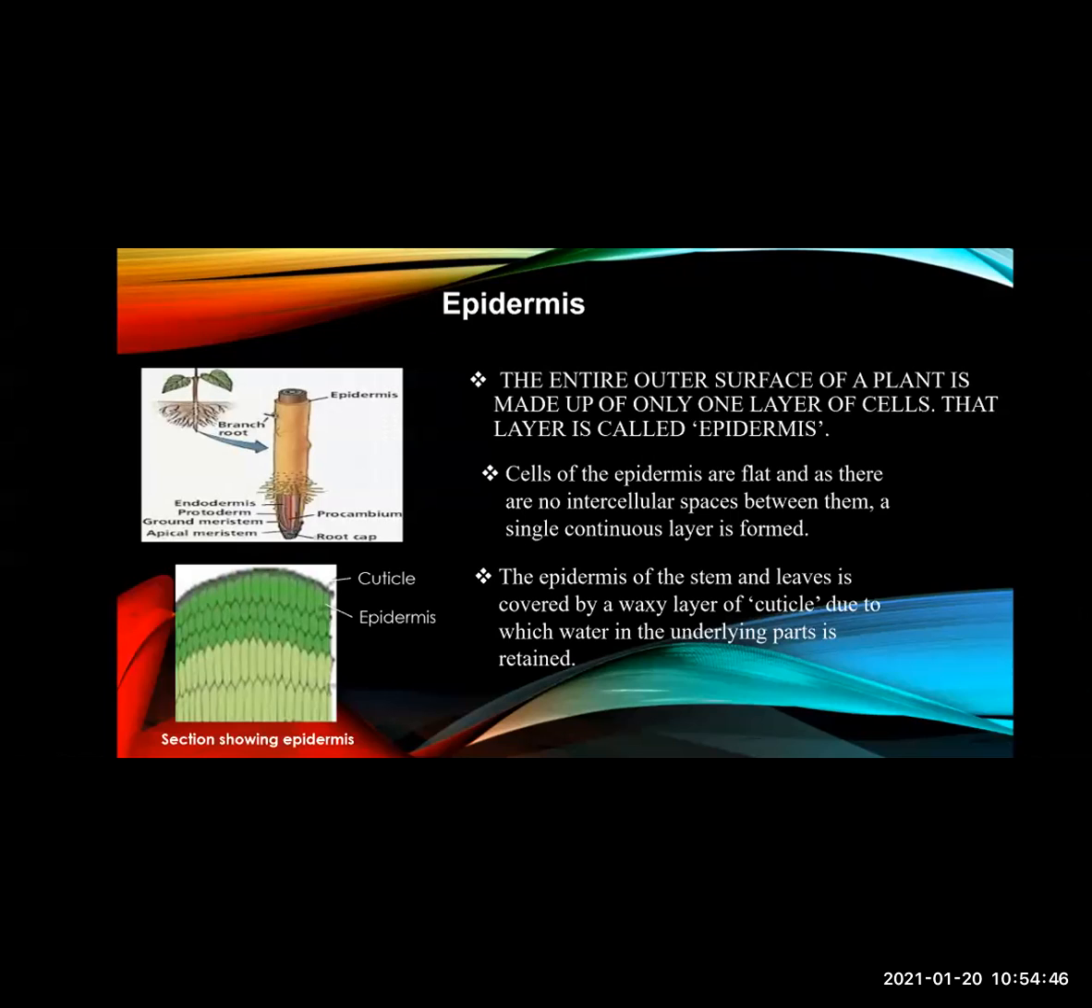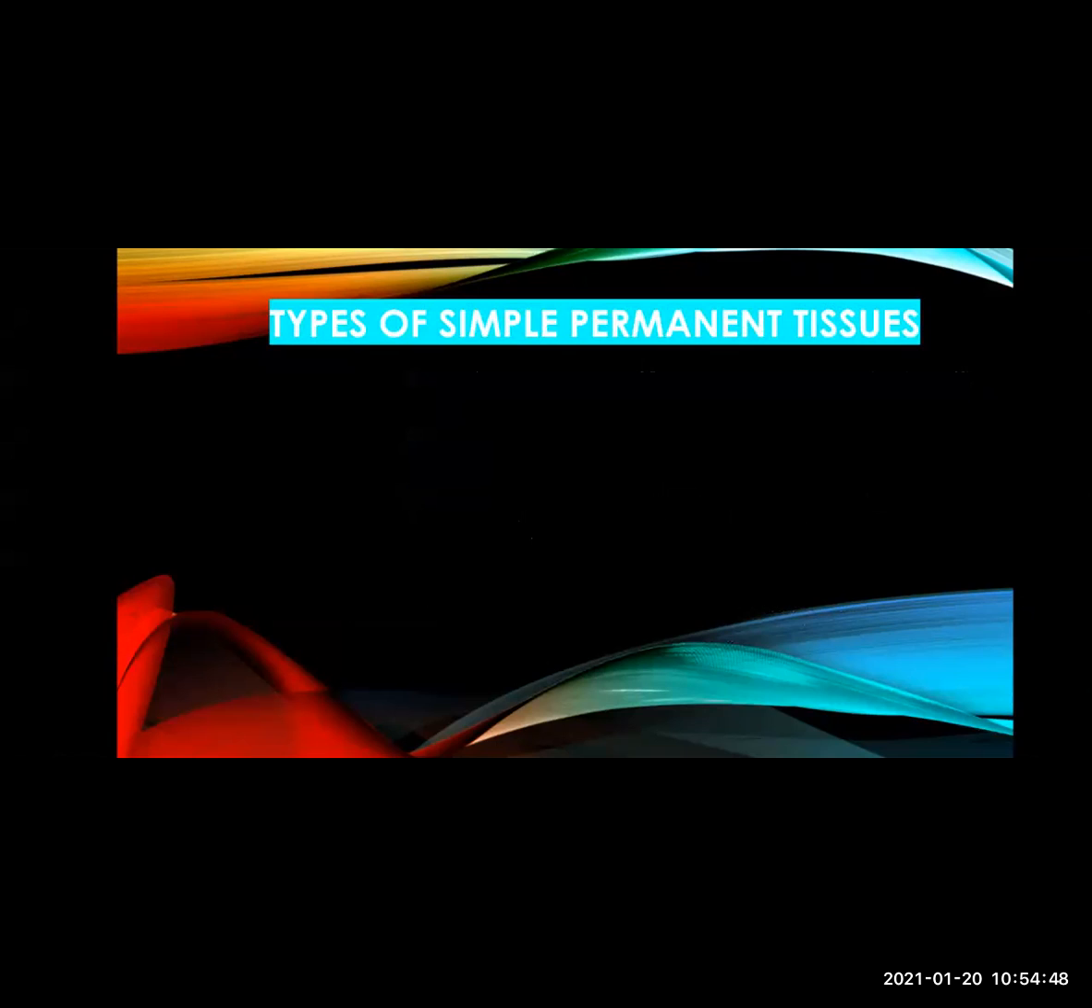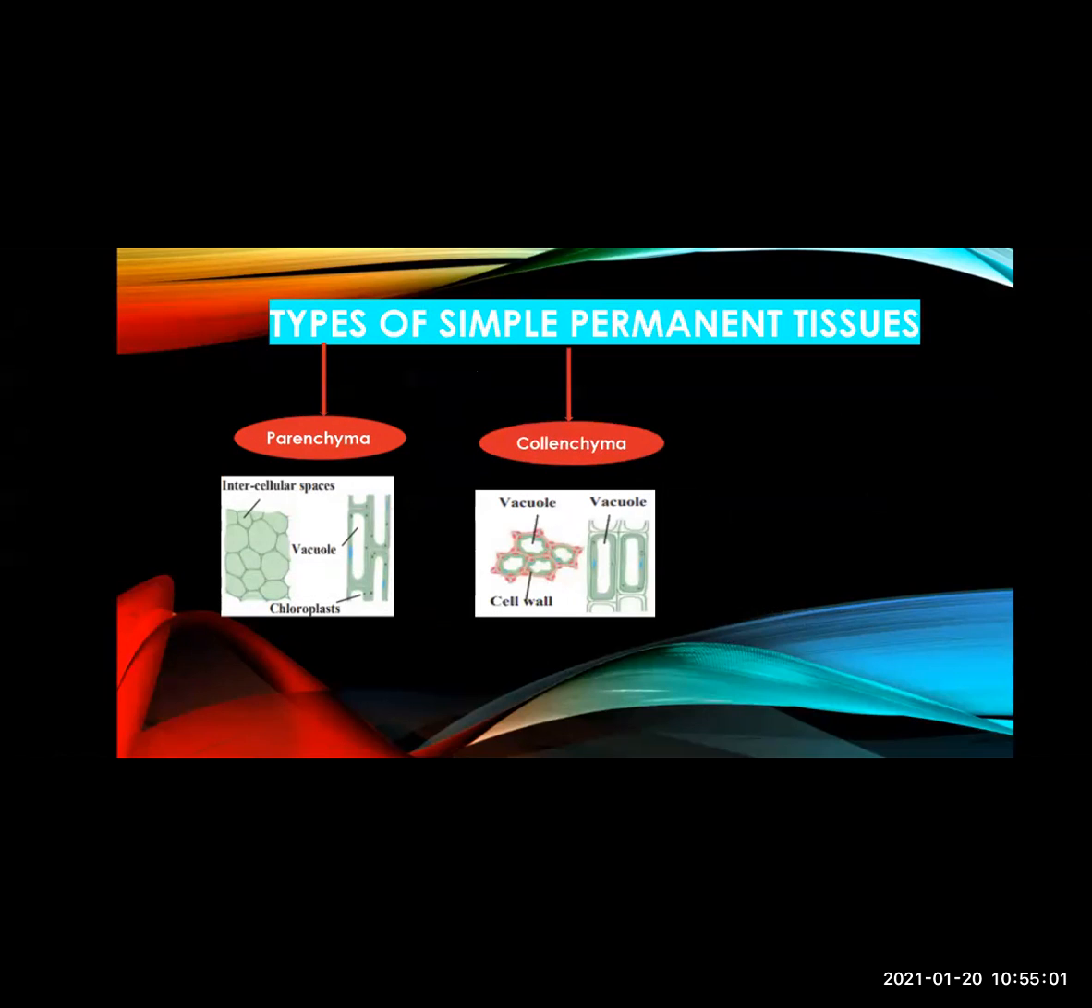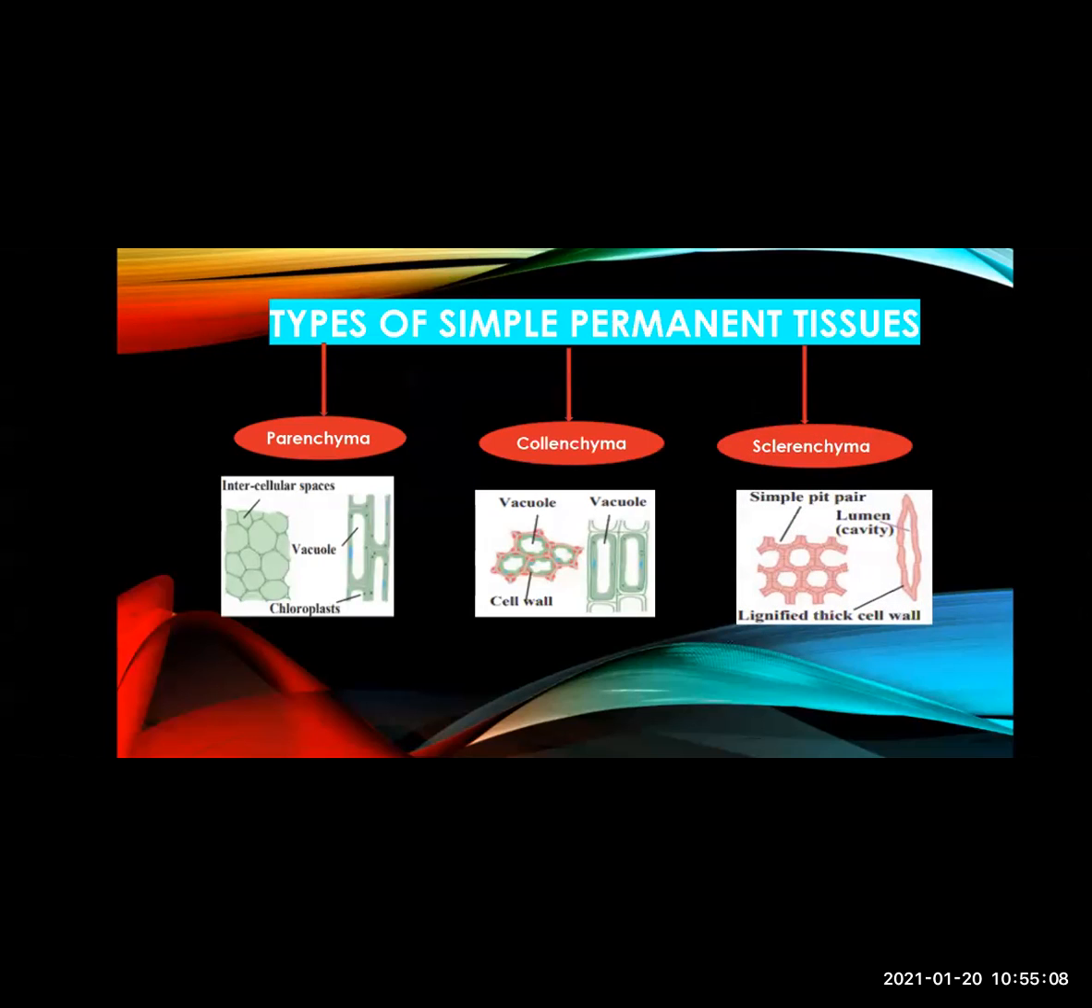Okay. Now, types of simple permanent tissues. First is parenchyma. This is how parenchyma cells look. Second is collenchyma. This is how the collenchyma cells look. And the third is sclerenchyma. Now, let us study each of these in detail.